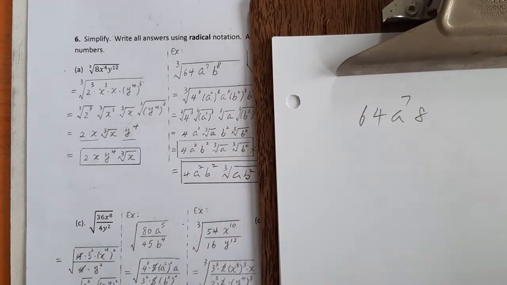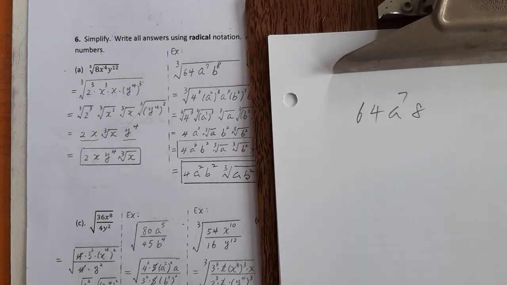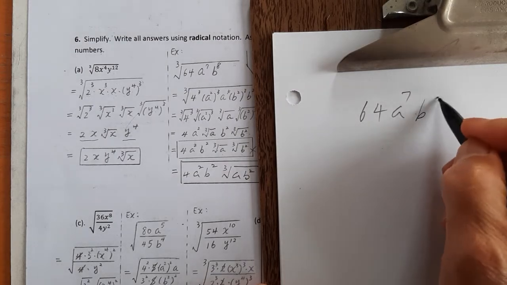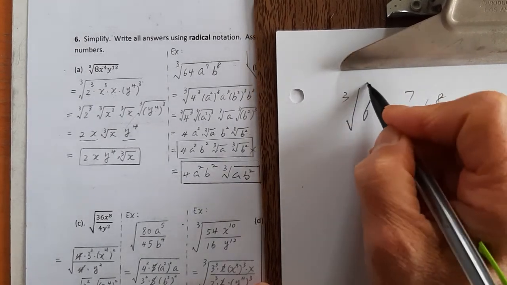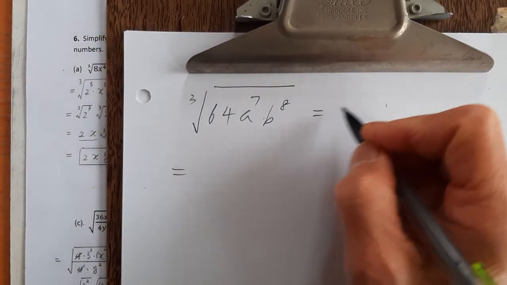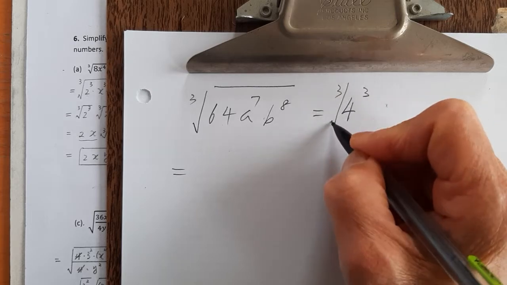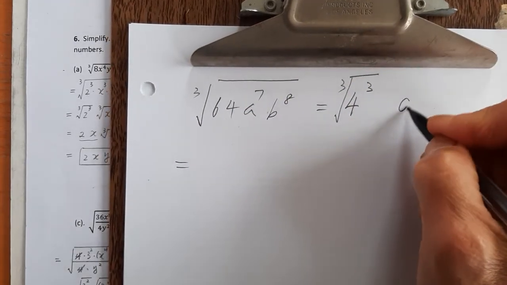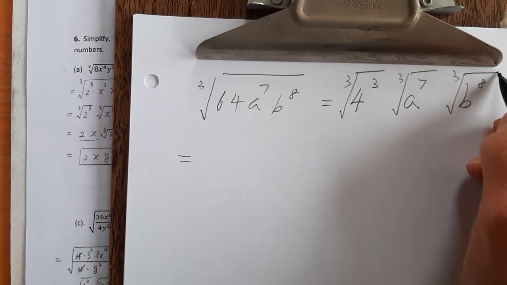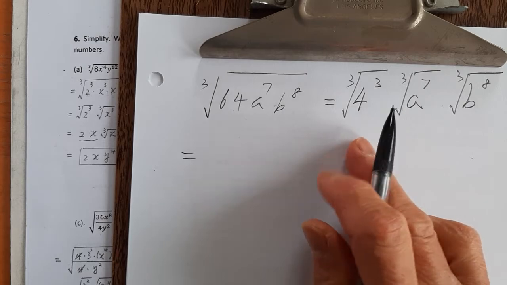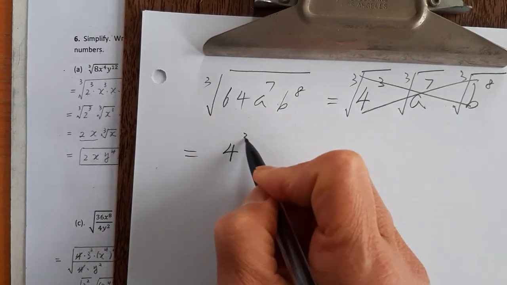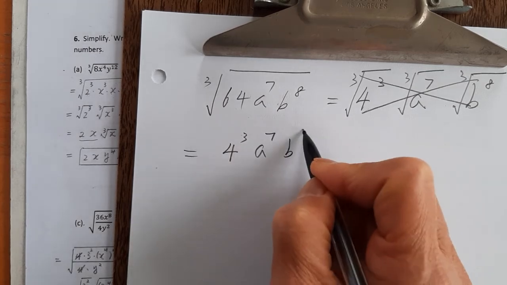64a to the 7, b to the power 8. The quick way. Take cubic root. First of all, 64 you can write as 4 cubed, cubic root. And a to the power 7, take cubic root. B to the power 8, cubic root. Each one take cubic root. And you don't need to write this step. You just need 64 is 4 cubed, a to the power 7, b to the 8, cubic root.